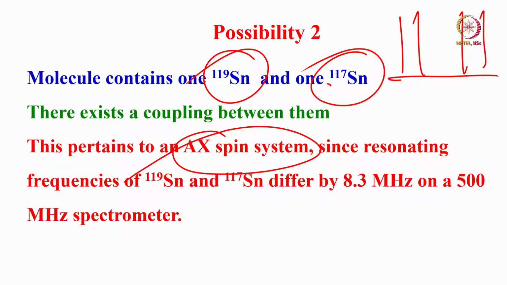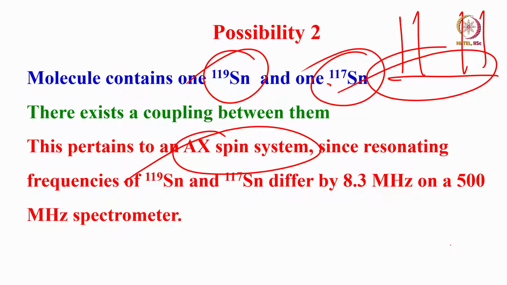Simple logic, we discussed this when we covered multiplicity. When one proton is coupled to another proton, this one sees the other in alpha and beta positions and becomes a doublet, and this one sees it in alpha and beta positions and becomes a doublet. So like that, when two spins are weakly coupled, we get 4 peaks. That is exactly what we should expect.